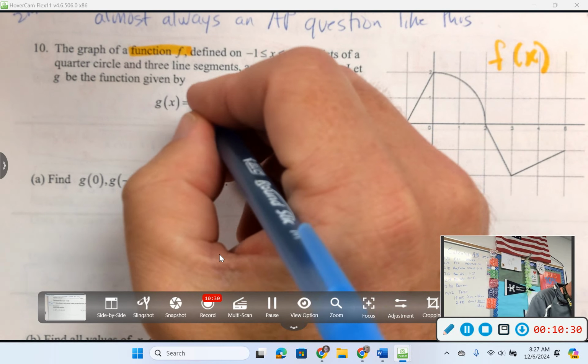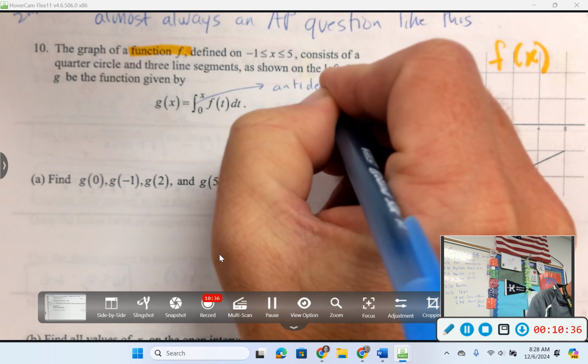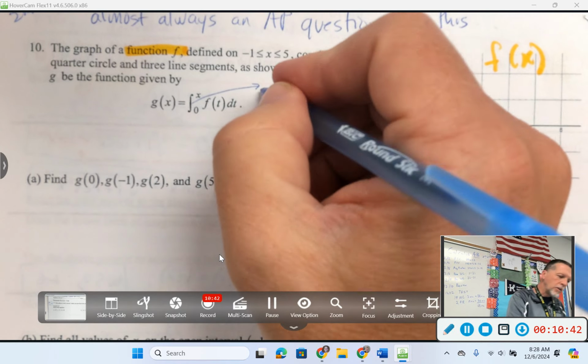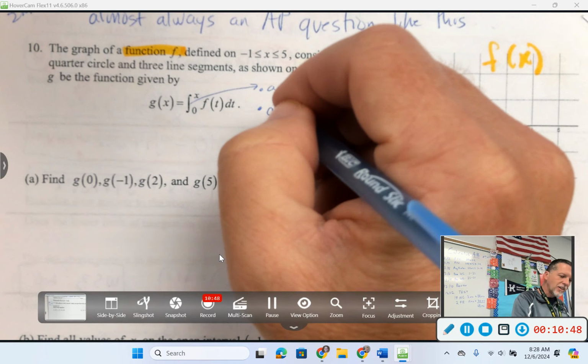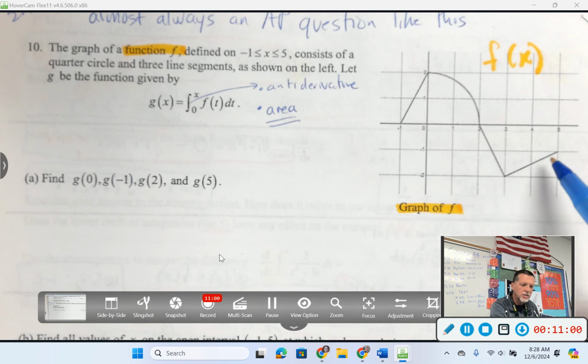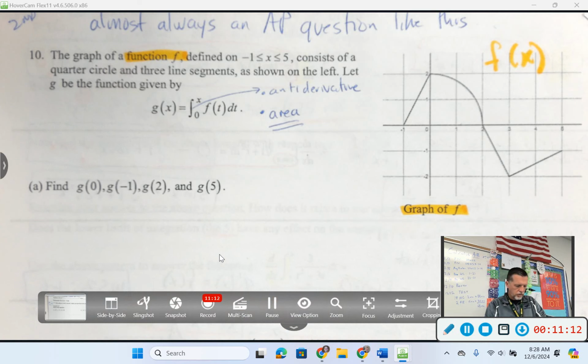But remember that symbol means 2 different things. It means antiderivative, but given what we have for this problem, what else do we know that means? Area under a curve. So this is most likely an area under the curve problem when they give me a graph that has recognizable geometric shapes in it. So triangle, a trapezoid, but we can piece together that area, and a quarter circle. Okay, find g of 0, g of -1, g of 2, and g of 5.